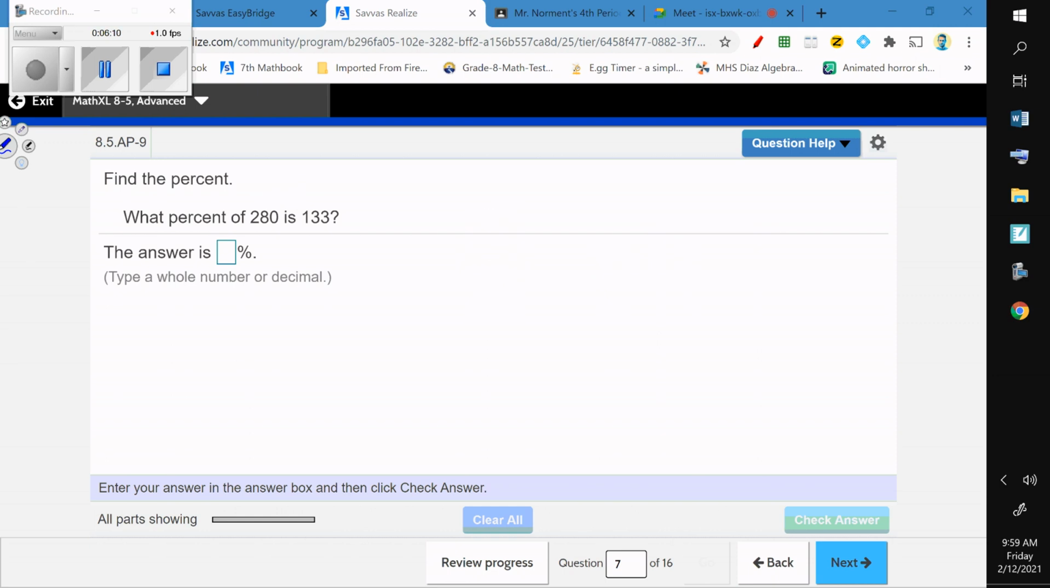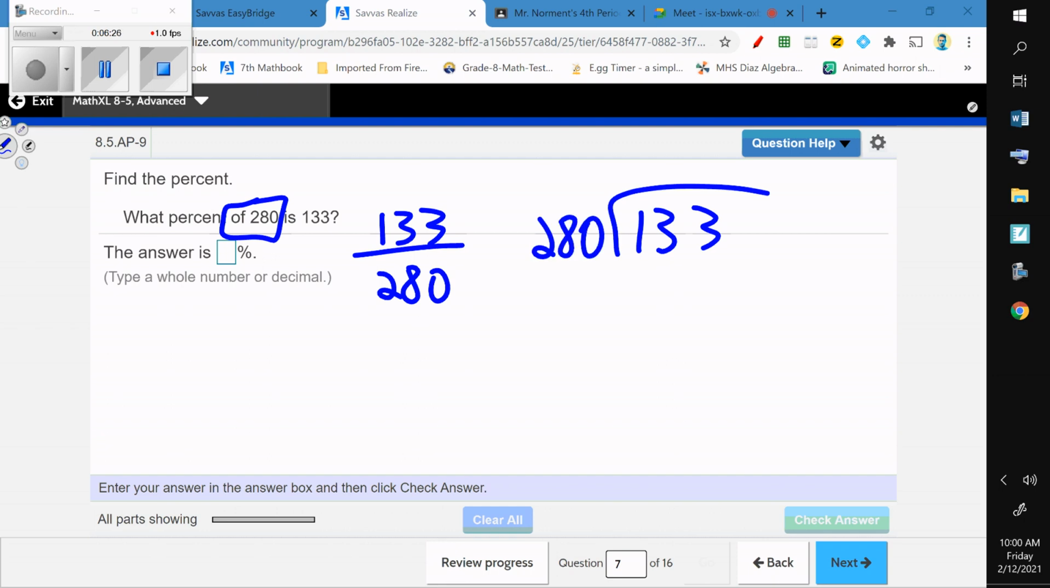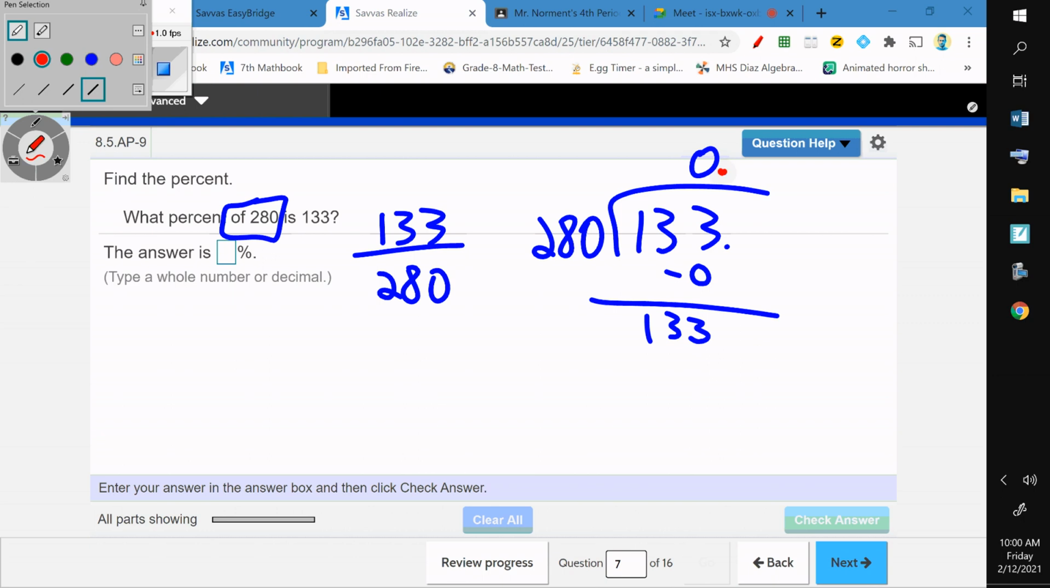Another percent. Now the numbers are a little bit bigger here. So there's my of, so that's going to go at the bottom. 133 is going to go at the top. I'm probably going to do a lot of this with you just because the numbers are gargantuan. I know this is going to be 0, obviously. And then I'm going to go decimal, decimal. I'm going to switch colors for that, make it a little bit easier to see. Decimal, decimal, 0. Now, 300 times 4 is 1200.